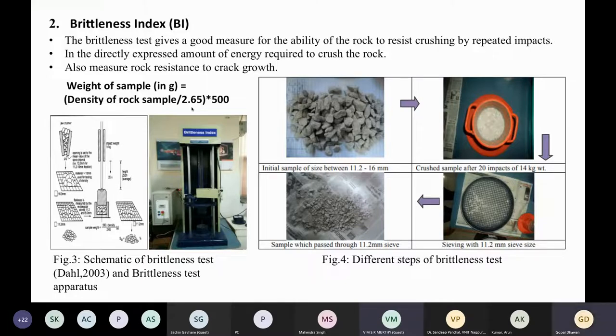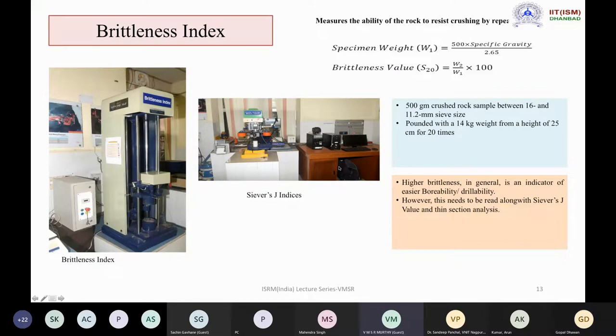So once the weight of the sample is fixed, you are going to put that into the crucible and conduct the test. And on the right side, you can see the sample I have taken, which is of fraction between 11.2 to 16 mm. We have crushed it, then I sieved it, then whatever is the minus fraction, I have taken it out. And then I calculate the percentage of the minus fraction with respect to the original weight, which gets me the brittleness index. That's the formula you can see here.